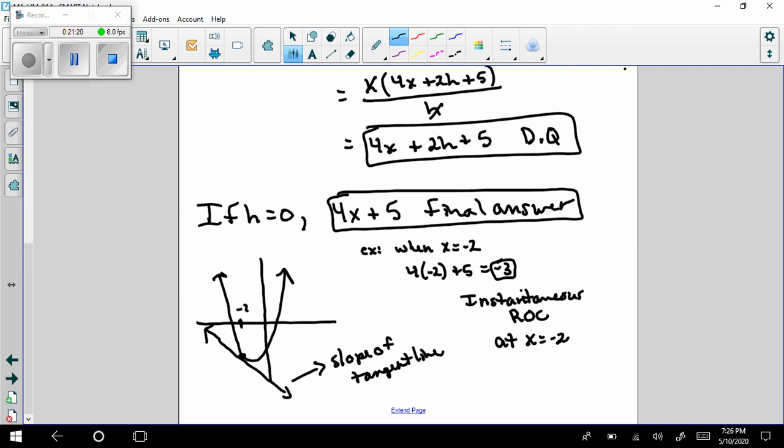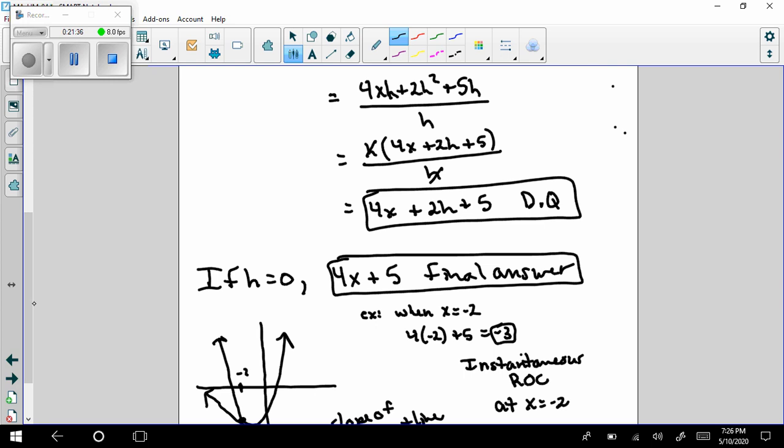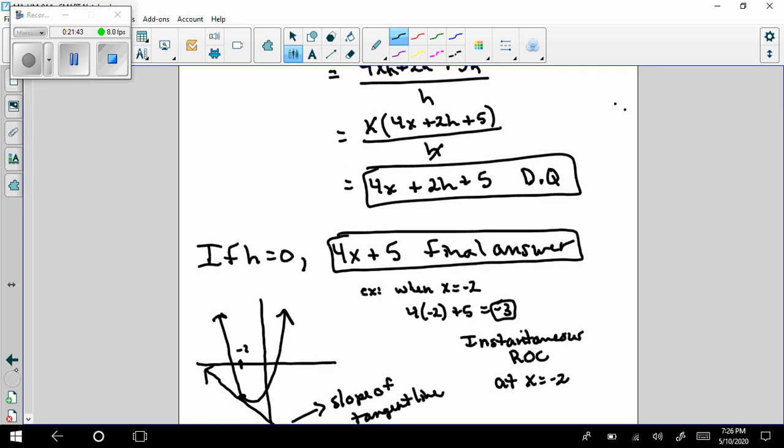Because now on that graph, we made h equal to 0. So those 2 points from the original secant line that we looked at on the former graph, where I explained that those 2 points were moving closer together. So now we can find slope anywhere on the graph using the equation 4x plus 5. Okay, so one more.